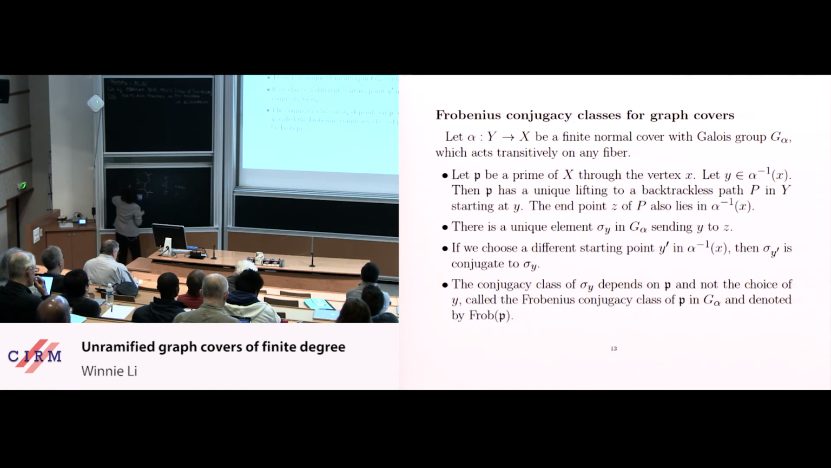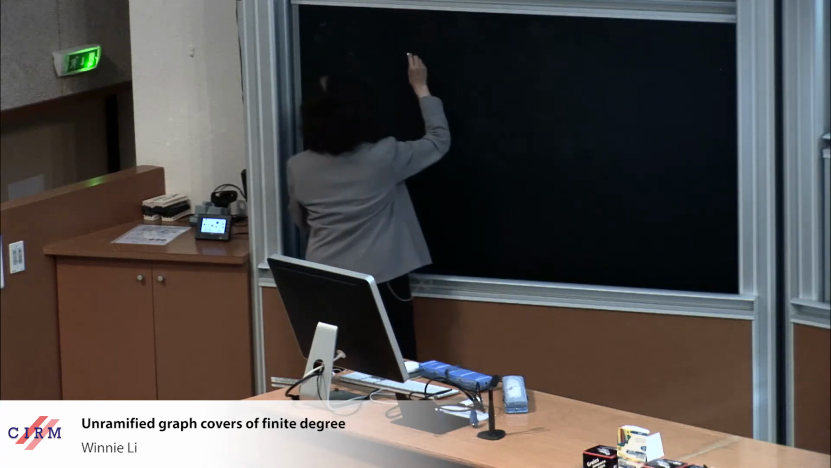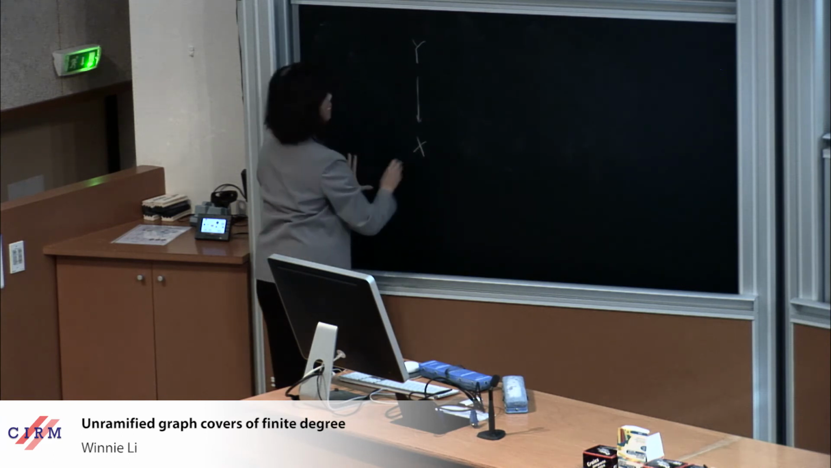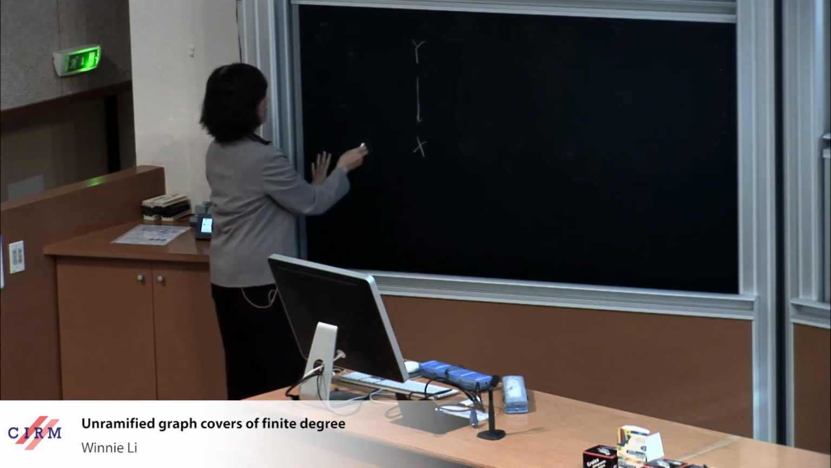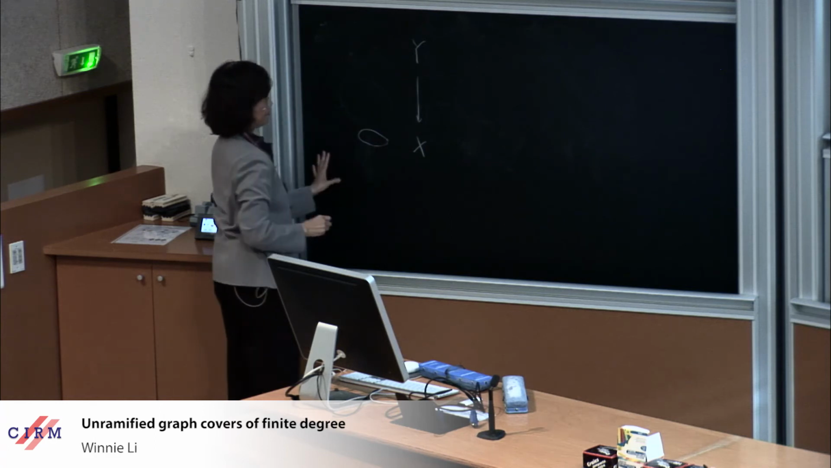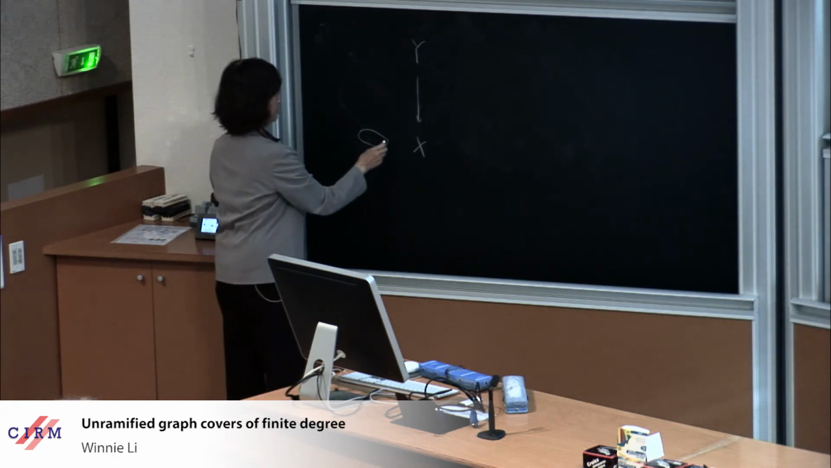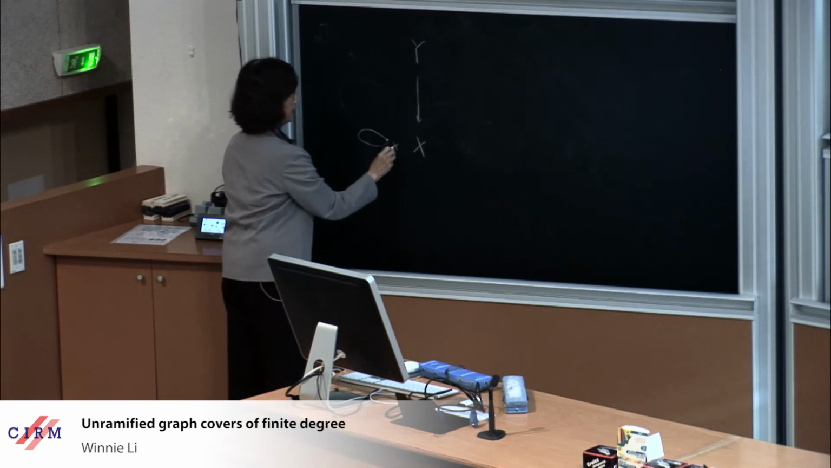So let me start with a normal, finite normal cover, Y over X. If downstairs I pick up a prime, which is a closed geodesic like that, say it goes through a point, a vertex X.